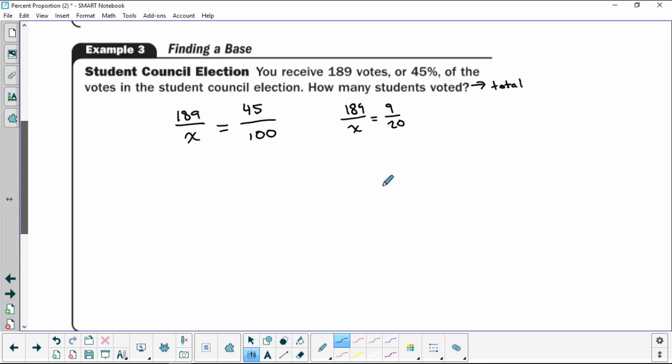And I can do a cross product, or I could see how many times 9 goes into 189. Equivalent fractions can make this really nice. 9 goes into 189 21 times. So I'm going to multiply 20 by 21 to get my total number of students. And 20 by 21, if you remember, is 420. 420 students.